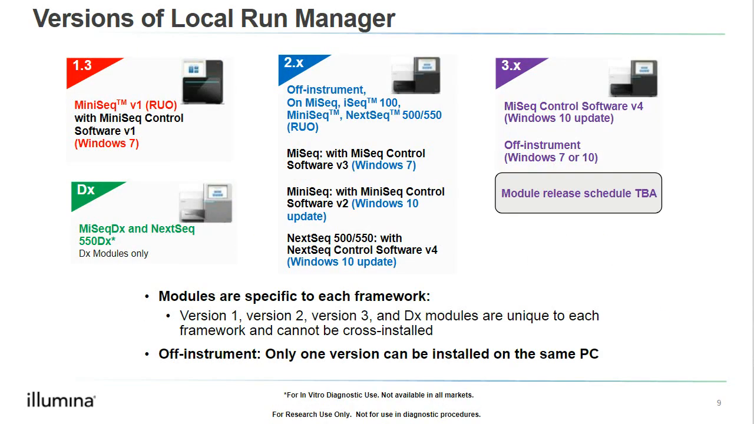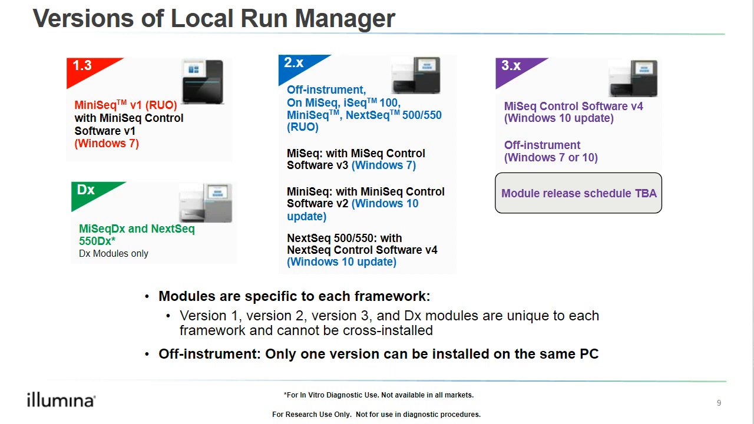As mentioned, there are other versions of Local Run Manager, and depending on the instrument type you have or which control software you have installed, you may have different versions of the software. So this is just to break down what each one of those are. The initial release of Local Run Manager was part of the MiSeq Control Software, version 1. That was part of the Windows 7 version of that instrument.